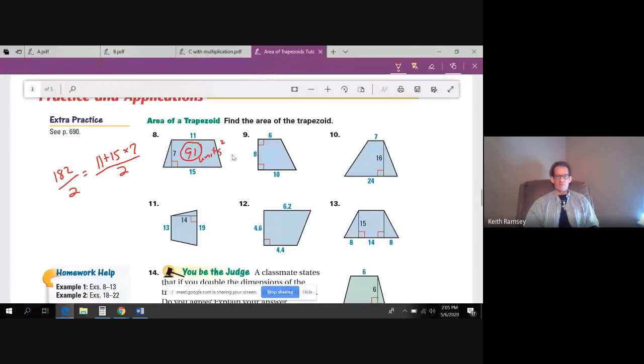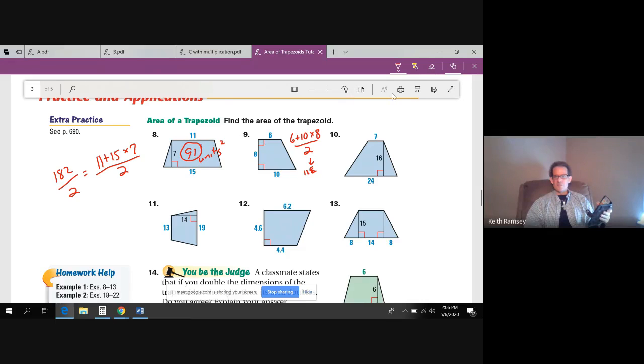Now, if you wanted to be technical, you would label these 91 units squared because it's area, so everything is in squared units. So for number 9, you have this plus this, 6 plus 10 times the height, which is 8, divided by 2. So I know 6 plus 10 is 16, times 8 equals 128. So this would simplify to 128.